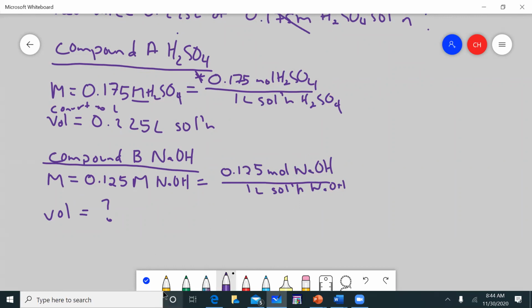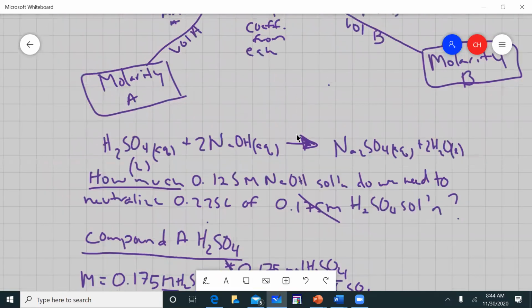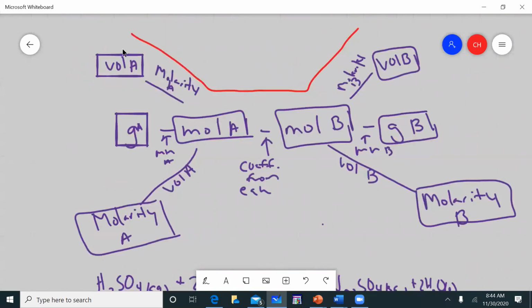And that flow chart from the very top up here tells us that in order to go from volume of A into moles of A, we need to use the molarity to convert. Then from moles of A into moles of B, we use the coefficients of the balanced equation, and then moles of B into volume of B, we use molarity of B. So let's start off right here.